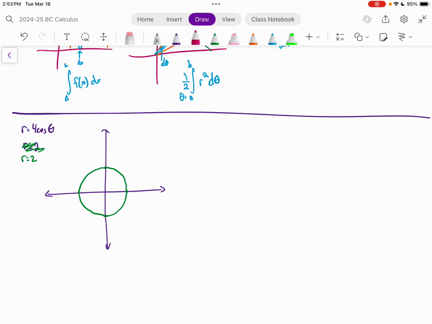r equals 4 cosine theta. We might not remember what this is. There's a plus 0 here if we can imagine it. So if you were to make one of our little charts again, what would we have? We'd have 4, we'd have 2, no, 0, sorry, 0, and then we'd have -4, and then we'd have 0 again.